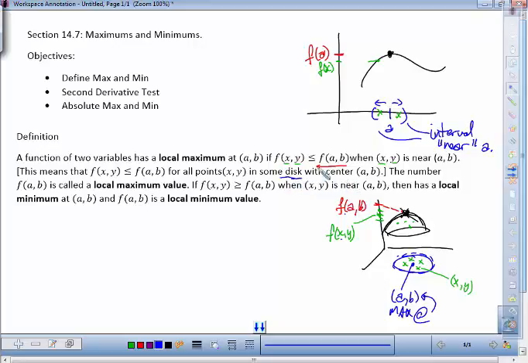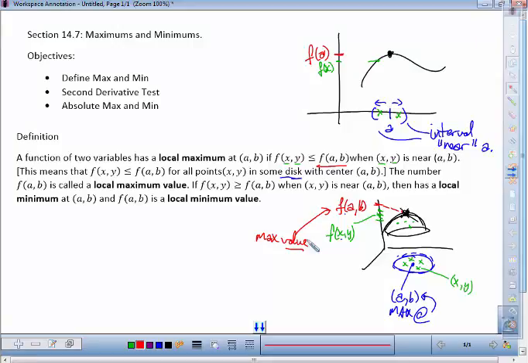So this is what they mean by disk. The number f of a, b is called the maximum value. So the maximum occurs at a particular point, but the actual value is the scalar value that gives the maximum. So that's the max value. Depending on what they're asking, they might ask you where is the maximum occurring, and then they might ask you what is the maximum value, in which case you would give that number. Okay?